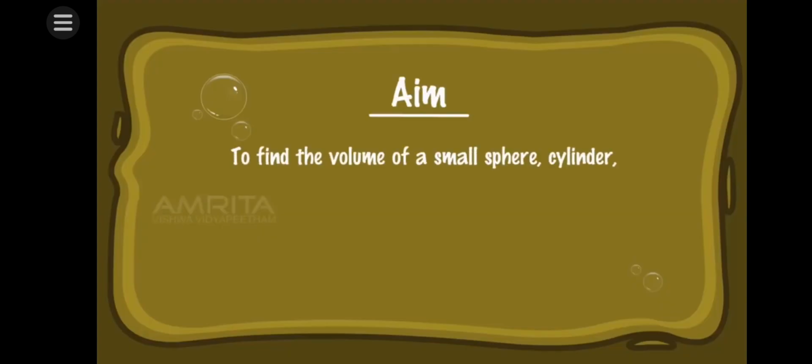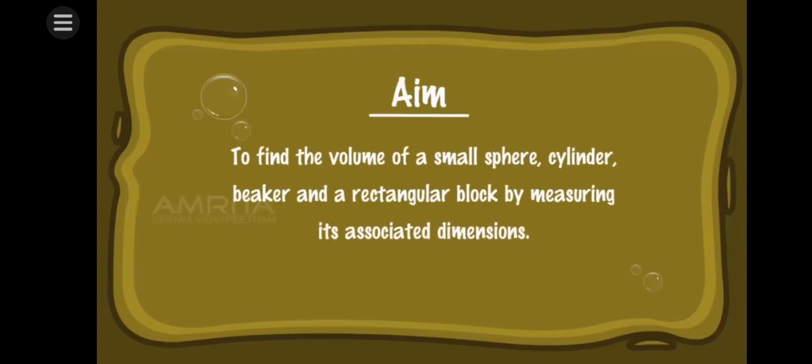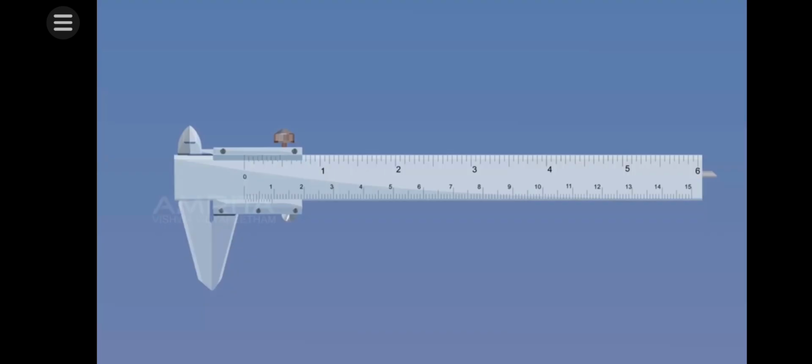Aim: to find the volume of a small sphere, cylinder, beaker and a rectangular block by measuring its associated dimensions. First, we have to determine the least count of the given vernier calipers.